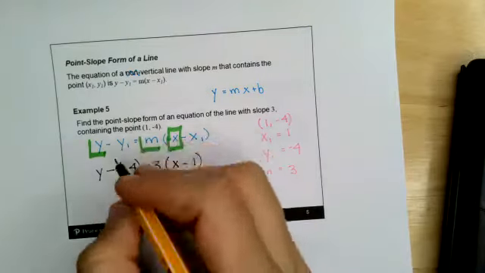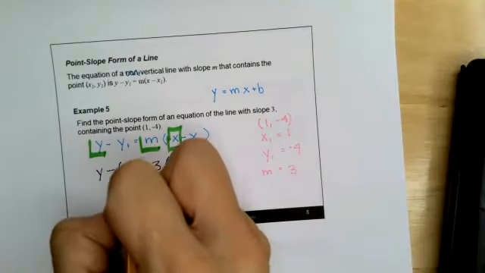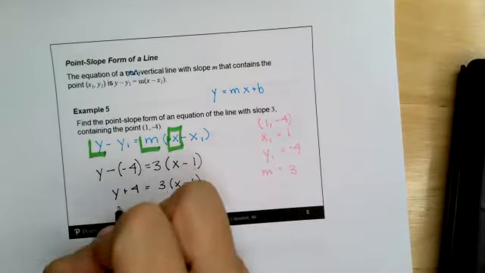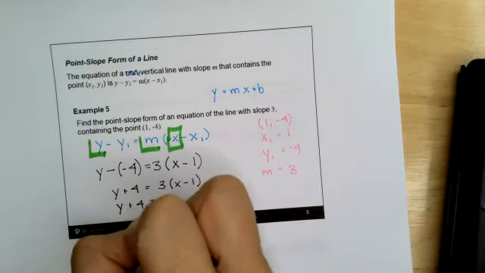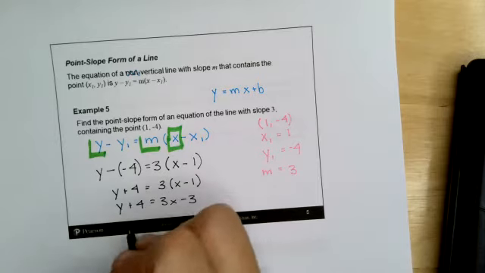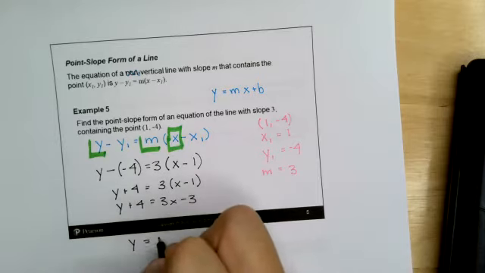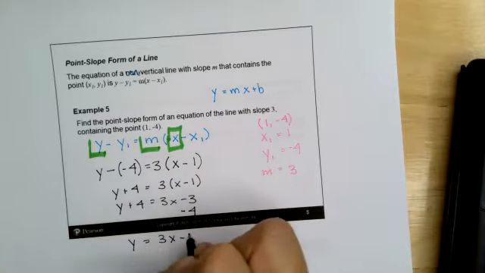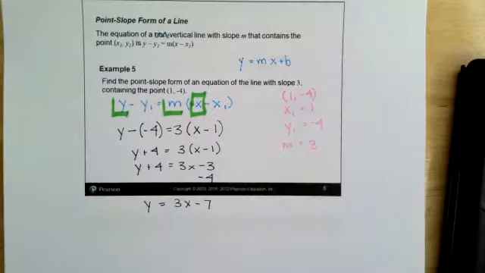All right. So that becomes y plus 4 equals 3 times x minus 1. I'm just going to distribute that 3. Y plus 4 equals 3x minus 3. Now I can move that 4 over. Y equals 3x. Negative 3 minus 4 becomes negative 7. Is that okay? Y equals 3x minus 7.